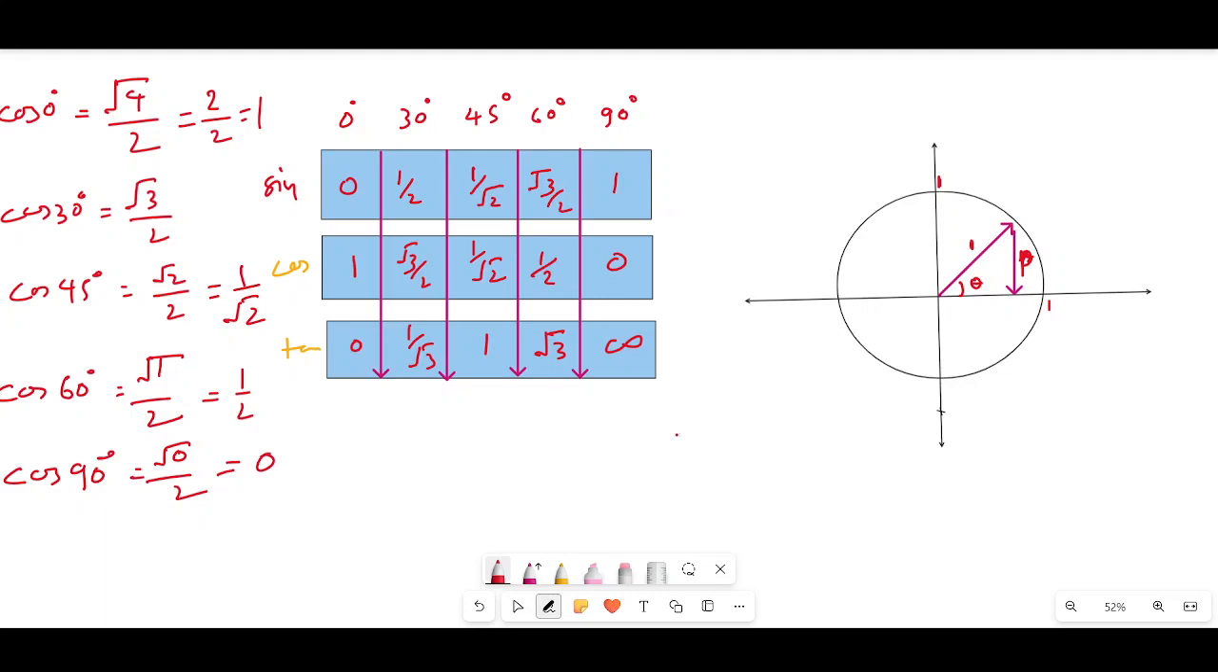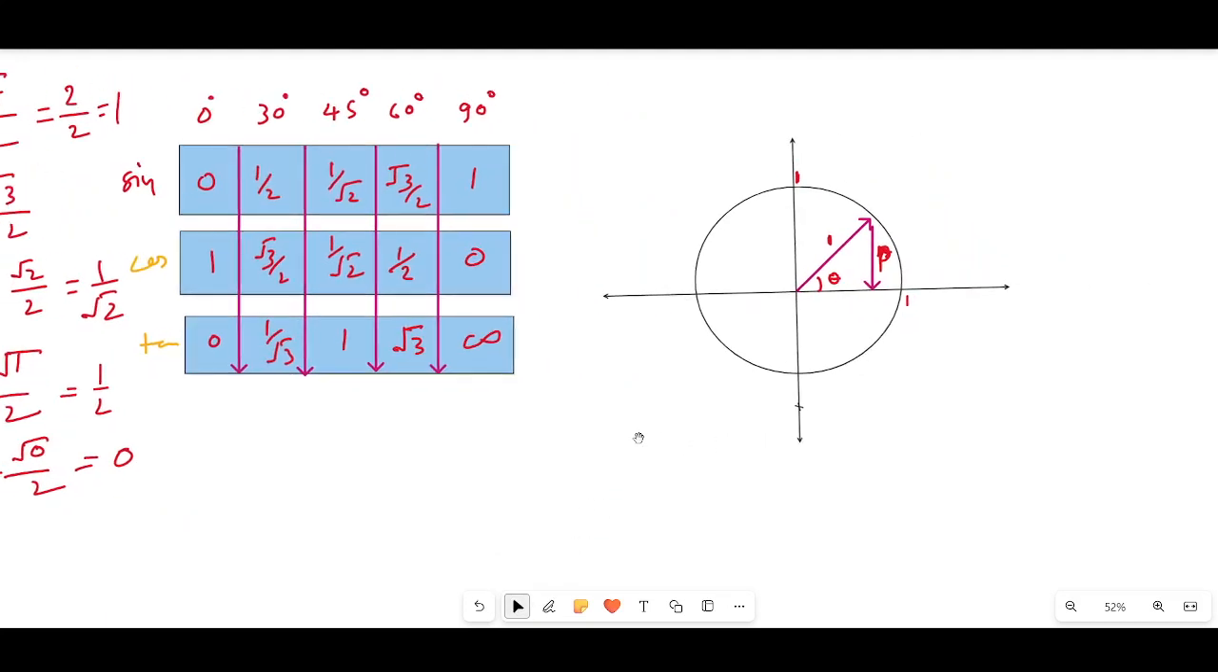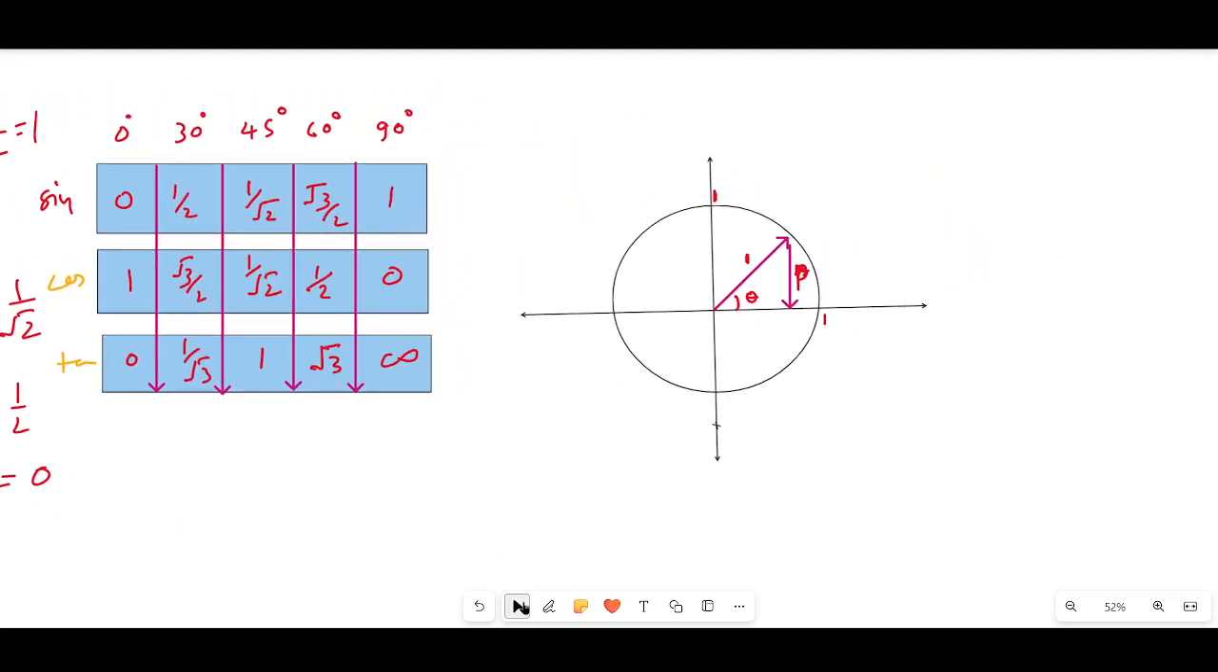Why is sine 0 equal to 0? First point, why is sine 0 equal to 0? Clear? Because if you try to find out the value of sine 0, it will be perpendicular by hypotenuse. Perpendicular is p, hypotenuse is 1. Clear?